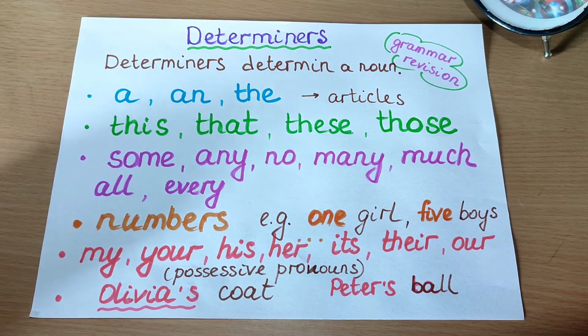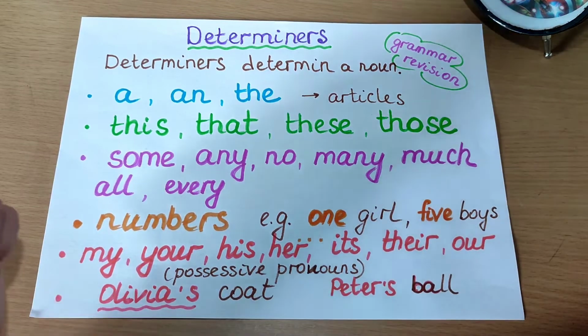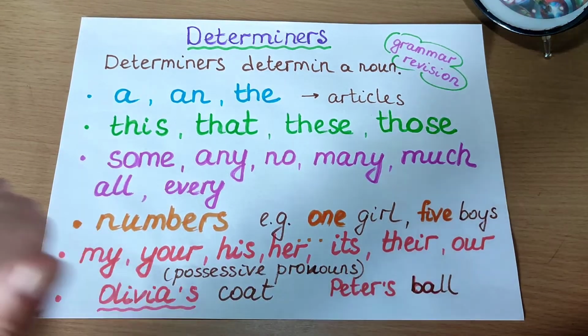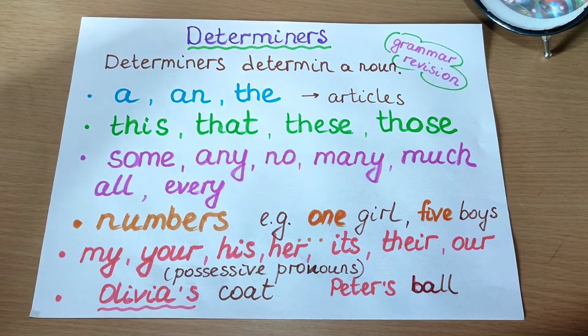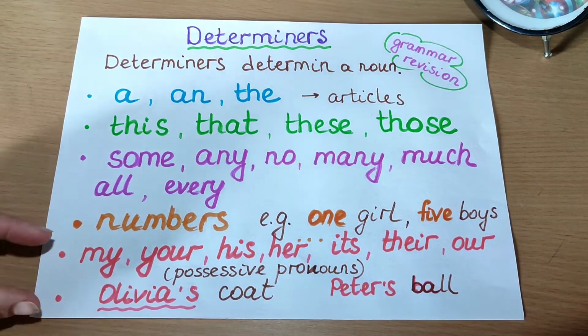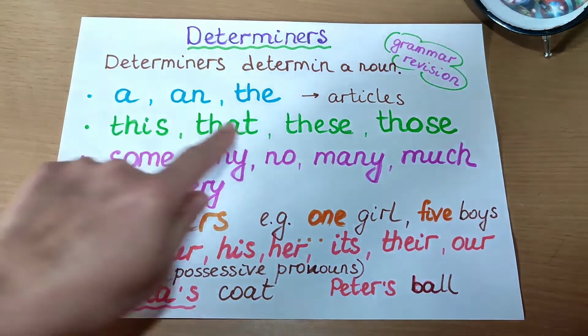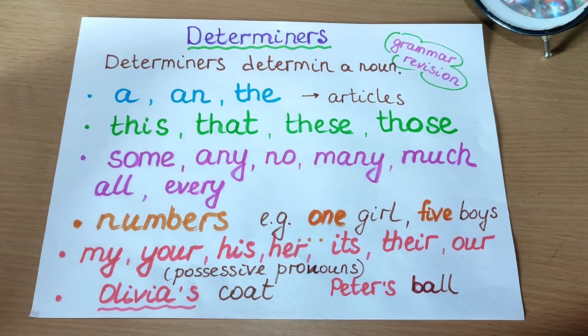Also, if it's not a pronoun but someone's name with an apostrophe, like Olivia's coat, Olivia's in this case is a determiner, or Peter's ball, Peter's in this case is a determiner. So I've split them into 1, 2, 3, 4 or 5 parts, so you could learn them this way. So all the articles, you could chant them, remembering them by heart is probably the best way.